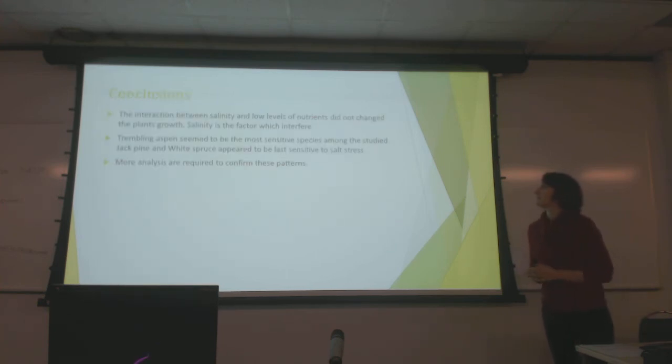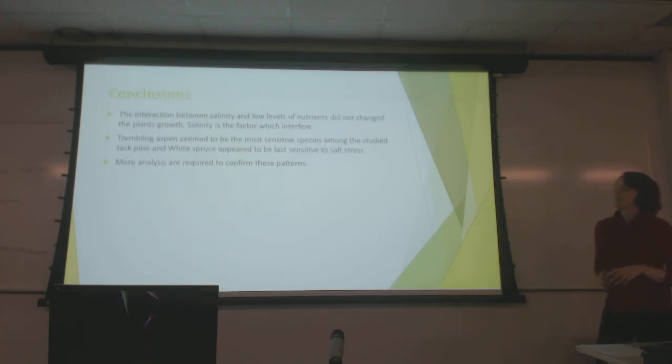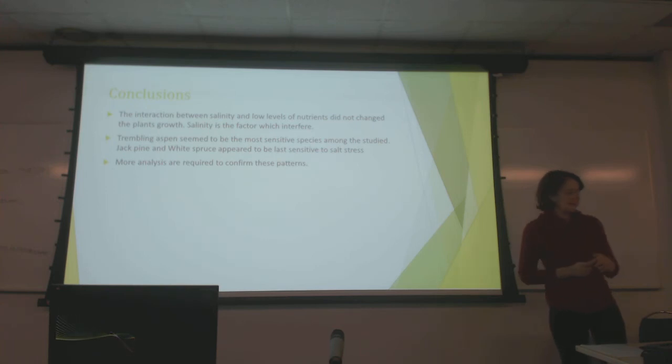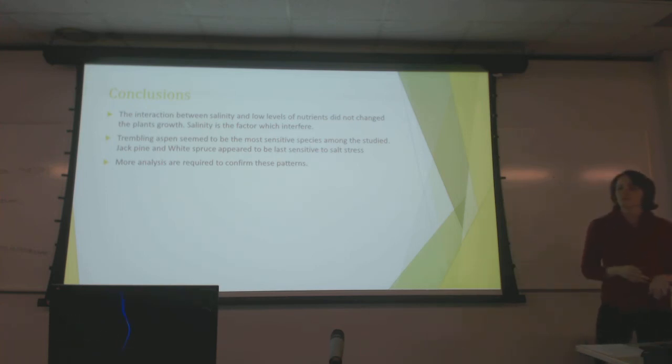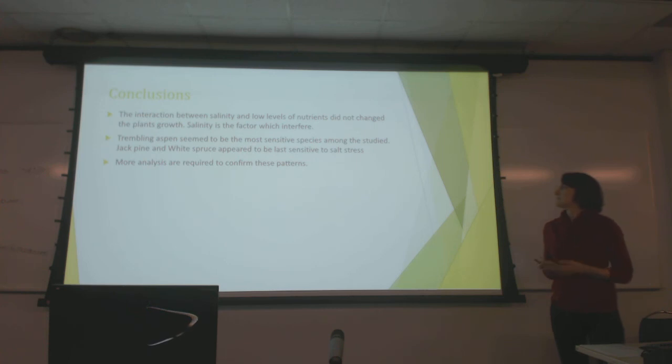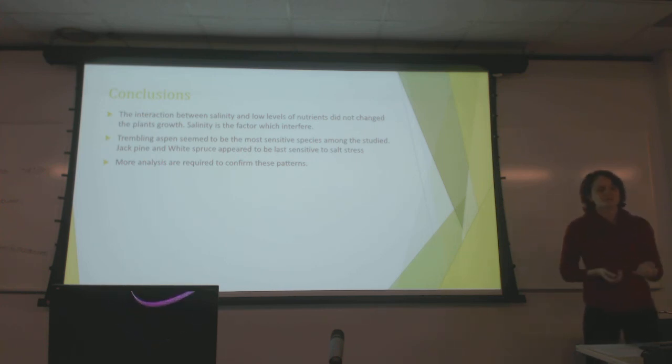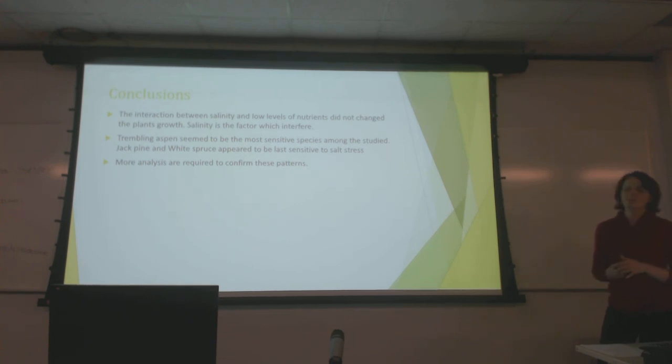The preliminary conclusions are that the interaction between salinity and low levels of nutrients did not change the plant growth, and salinity is the factor that interferes in this growth. Trembling aspen seems to be the most sensitive species among those studied, and jack pine and white spruce appear to be less sensitive to salt stress, but more analyses are required to confirm these patterns.